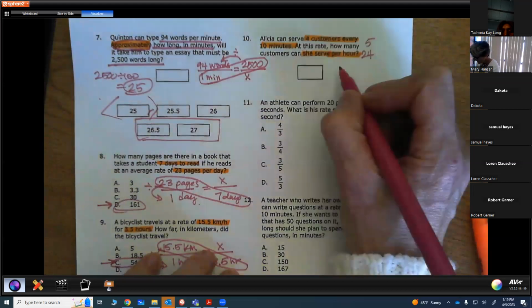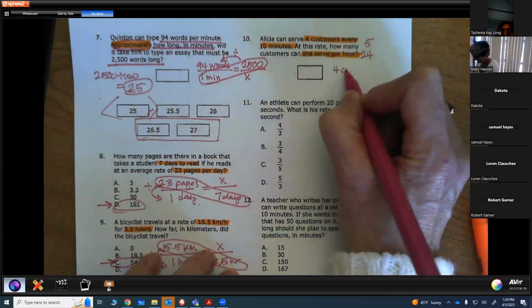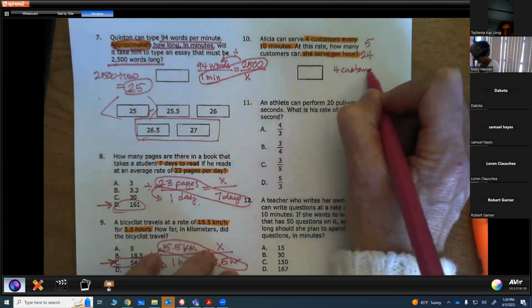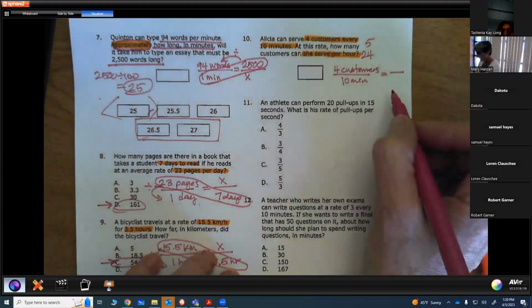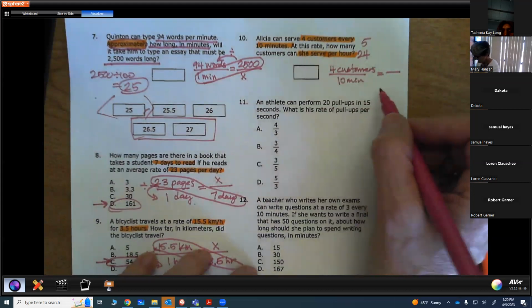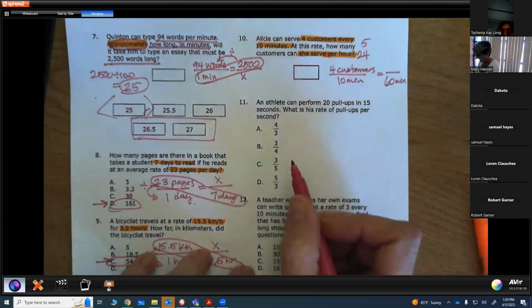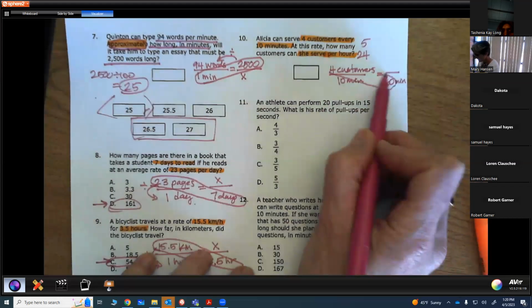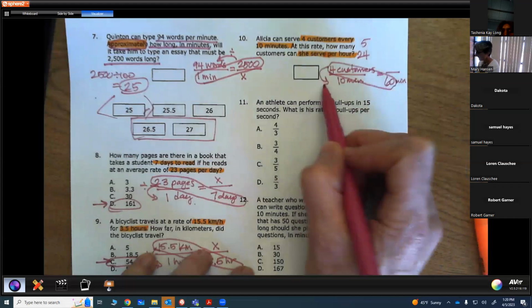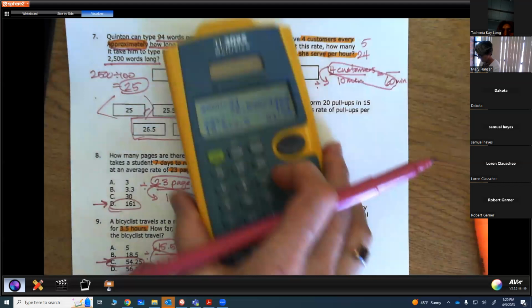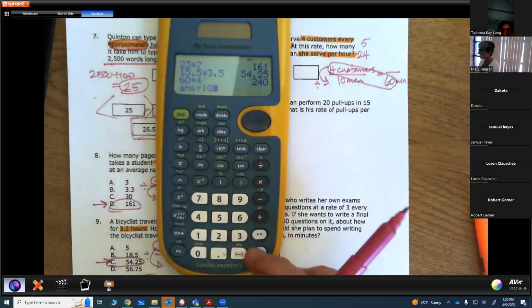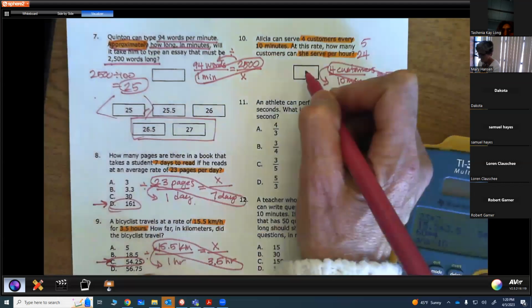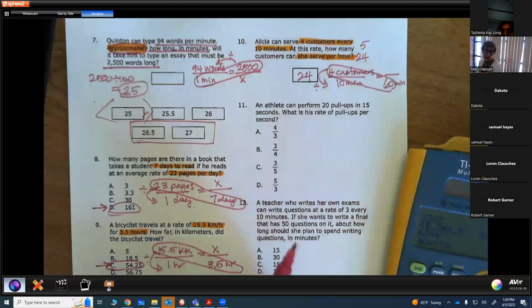Okay. She can serve 4 customers in 10 minutes. And we want to know how many she can serve in an hour. But the bottom of this fraction is minutes. So how many minutes are in an hour? 60. So we'd put 60 minutes here, and we would multiply this direction and divide by the 10. So you take 60 times 4, divide by 10, and you get 24. Good job, Dakota. She could serve 24.